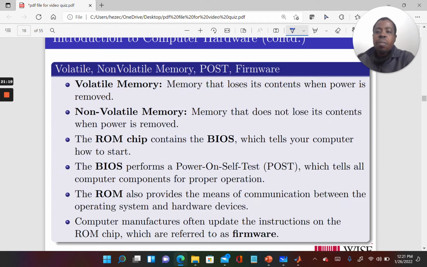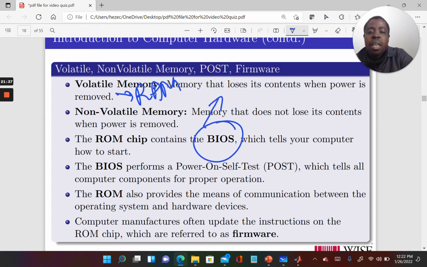Okay? So volatile memory loses its content when the power is turned off. So your RAM is volatile. Non-volatile does not lose its memory. Okay? ROM chip contains BIOS. BIOS means basic input and output setting. I won't write that. Basic input and output setting.